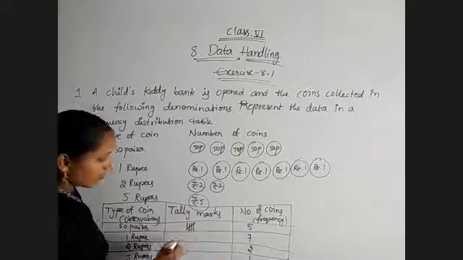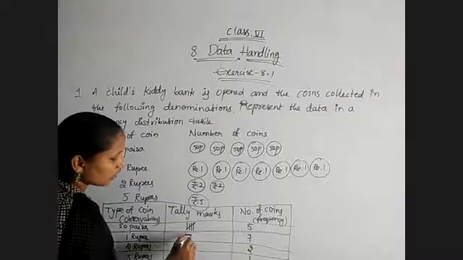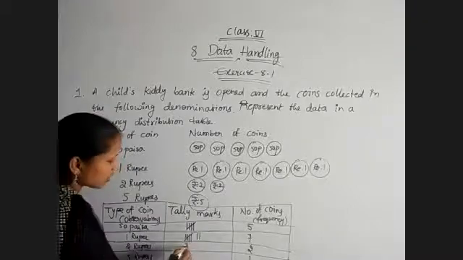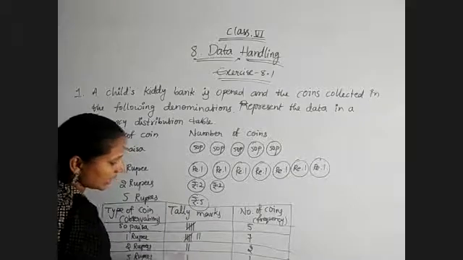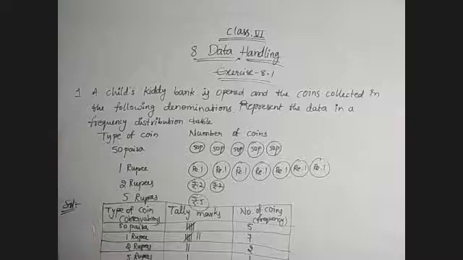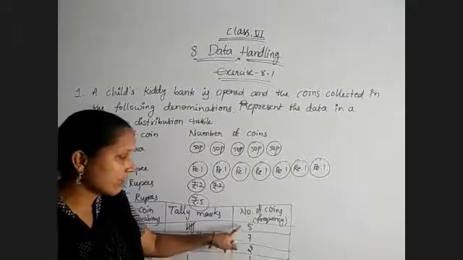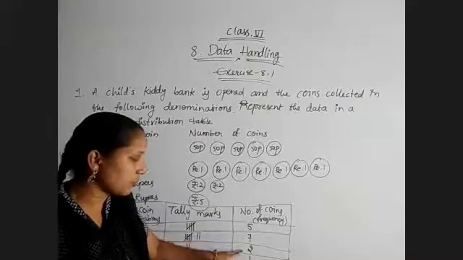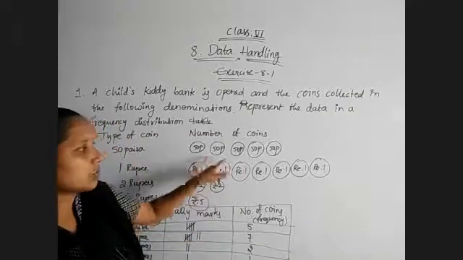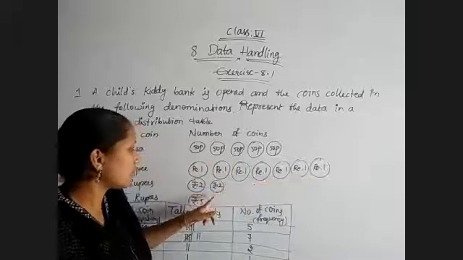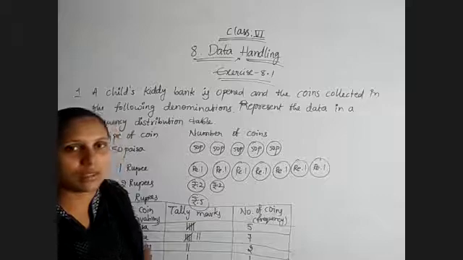Now 7. 1, 2, 3, 4, 5, 6, 7. Next 2, 1, 2. And last one is 1 itself. Okay. So now frequency, just observe total how many coins are there. 5 plus 7, 12. 12 plus 2, 14 plus 1, 15. 1, 2, 3, 4, 5, 6, 7, 8, 9, 10, 11, 12, 13, 14, 15. Total coins were 15. Okay.